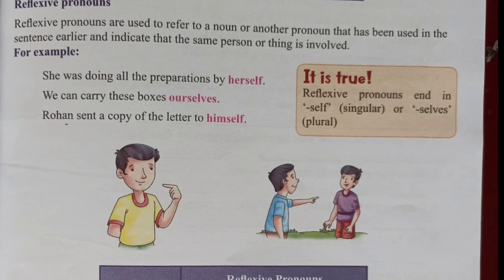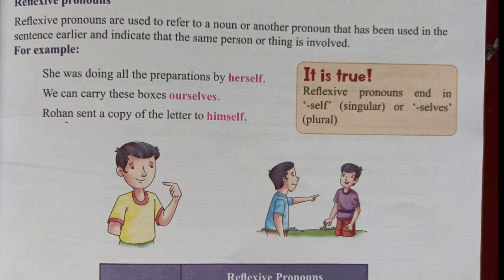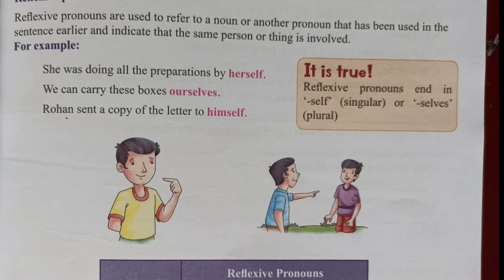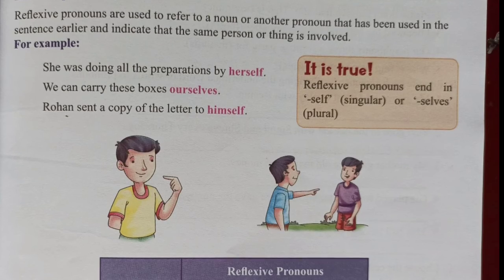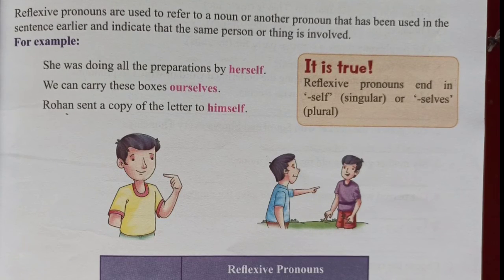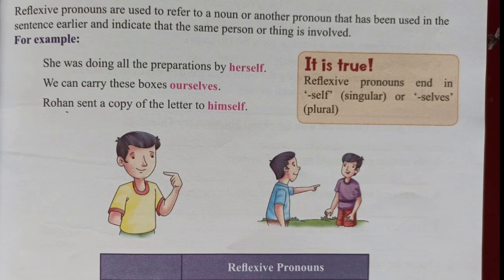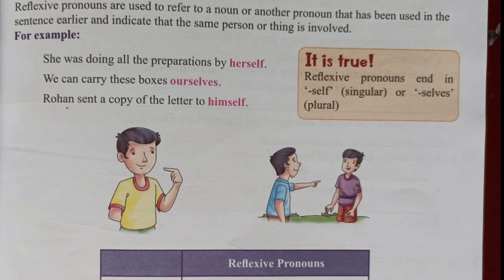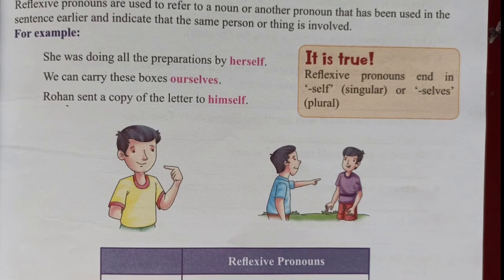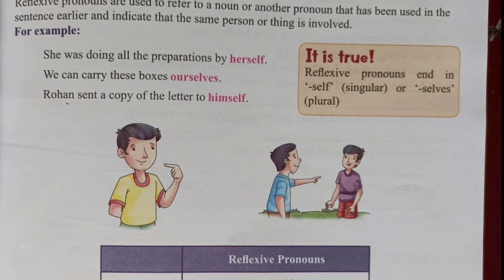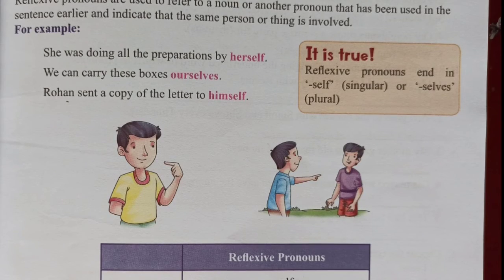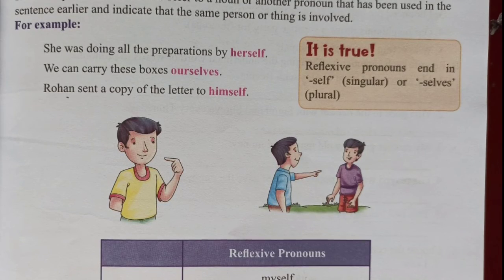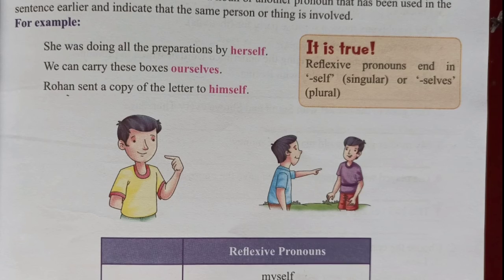So now students, let's discuss reflexive pronoun after discussing interrogative pronoun. This kind of pronoun refers to a noun or another pronoun that has been used earlier in a sentence and indicates that the same person or thing is involved. So it's very easy: we talk about the same person two times in a sentence. Once it is mentioned, and secondly we involve that person again. Let's take an example: She was doing all the preparation by herself. Now, she is a pronoun, and at the end of the sentence you can see the highlighted word herself is involved again.